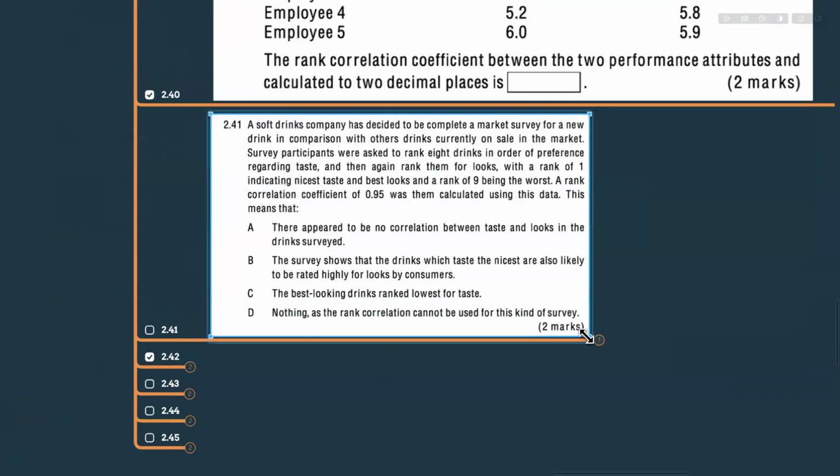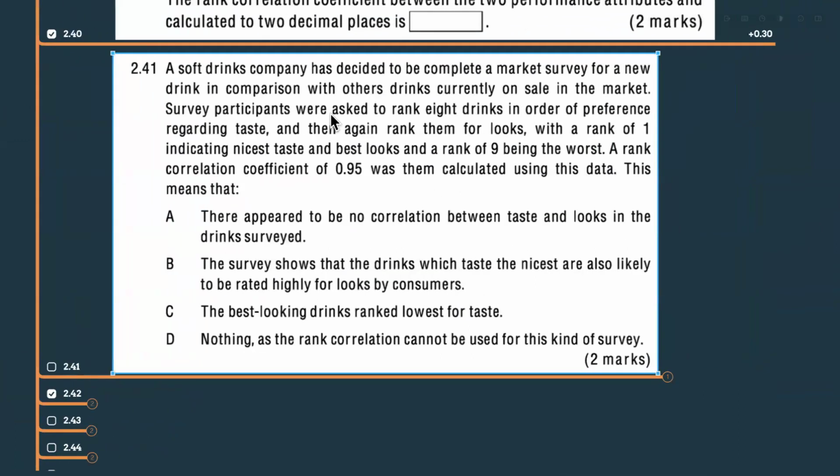And 2.41, guys, consider this question. A soft drinks company has decided to complete a market survey for a new drink in comparison with other drinks currently on sale in the market. Survey participants were asked to rank 8 drinks in order of preference regarding the taste and then again rank them for looks, with a rank of 1 indicating nicest taste and best looks, and a rank of 9 being the worst. A rank correlation coefficient of 0.95 was then calculated using this data.